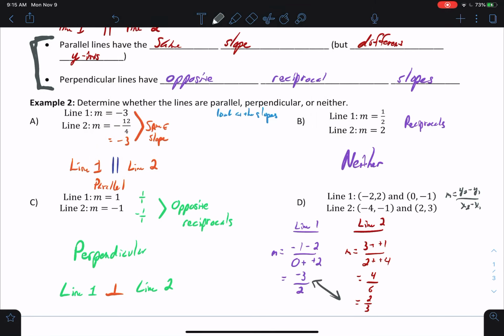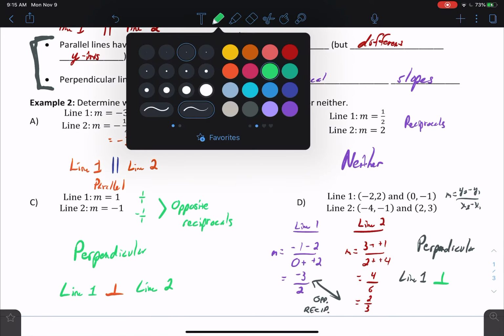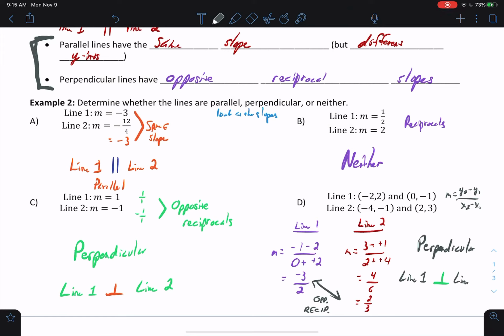Okay, notice here. Negative 3 halves and 2/3. These are opposite reciprocals. So negative 3 halves, the opposite of that is positive 3 halves. The reciprocal of 3 halves is 2/3. So these are opposite reciprocals. Therefore, these two lines are perpendicular. Line 1 is perpendicular to line 2.